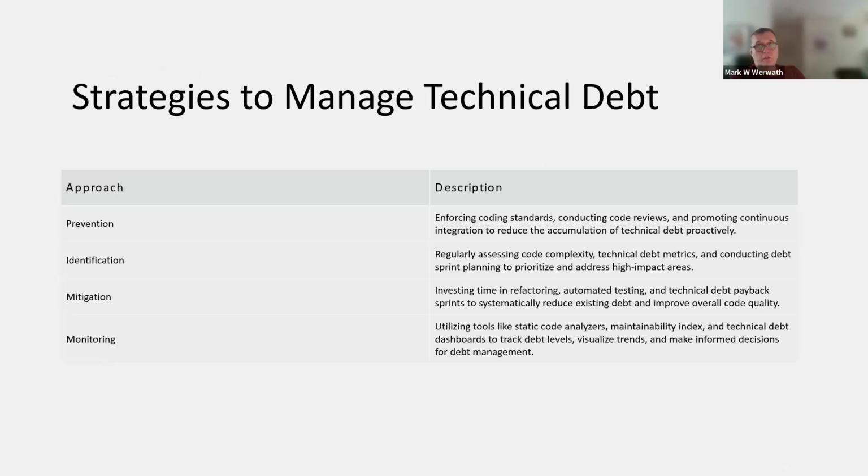So what are the strategies? What do you actually do here to keep this from happening and to stop or reduce your technical debt? First and foremost is prevention, right? Enforce coding standards and code reviews, promote continuous integration to reduce the accumulation of technical debt, right? In terms of identification, regularly assess code complexity and technical debt metrics, and conduct debt sprint planning to prioritize and address high impact areas. So the debt is just as important as the new features in some cases, right?